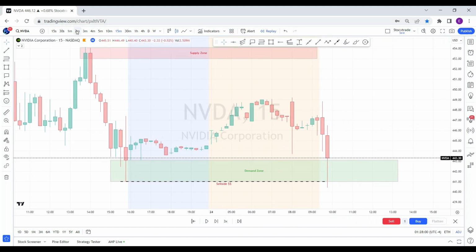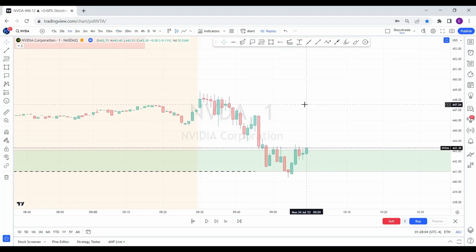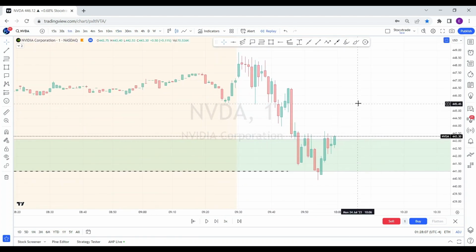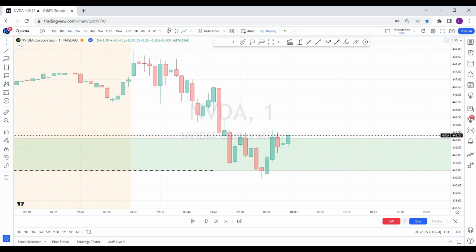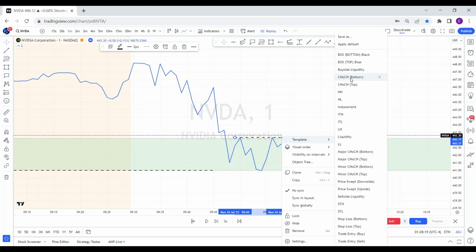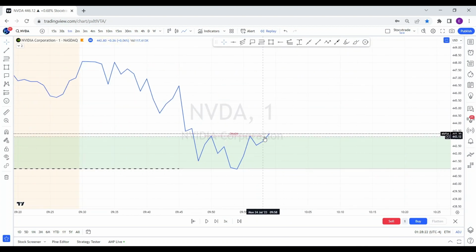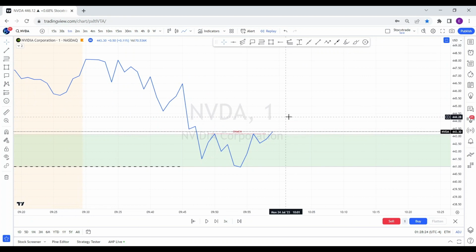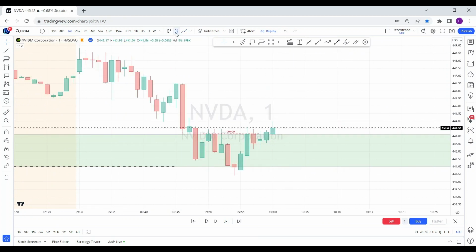So now what you need to do is shift the time frame to 1 minute, and wait for the change of character. Okay, so you can also see this is the double top. So once the price clears this level, you will get the change of character, and the price I think has already done it here. Okay, so the price has already changed its character.